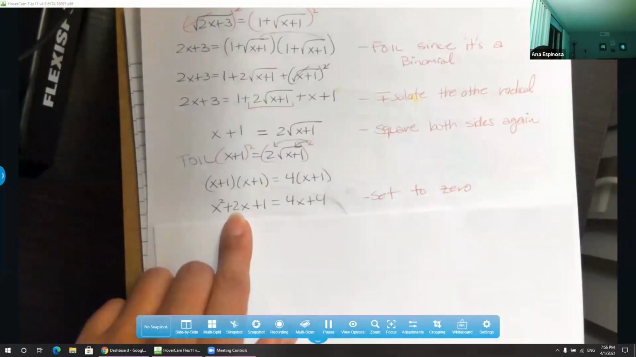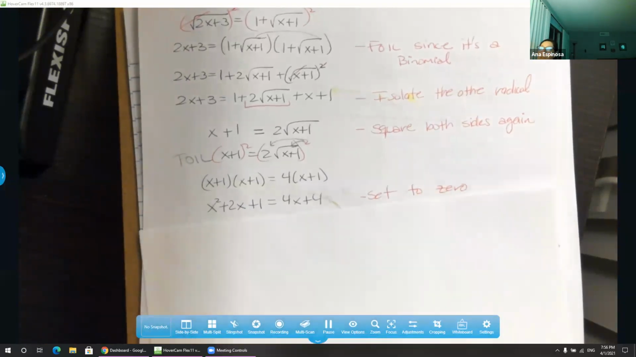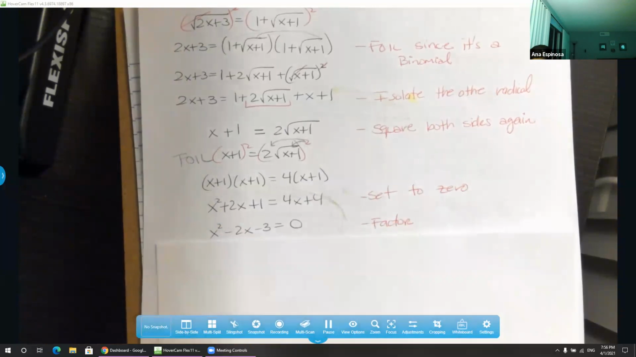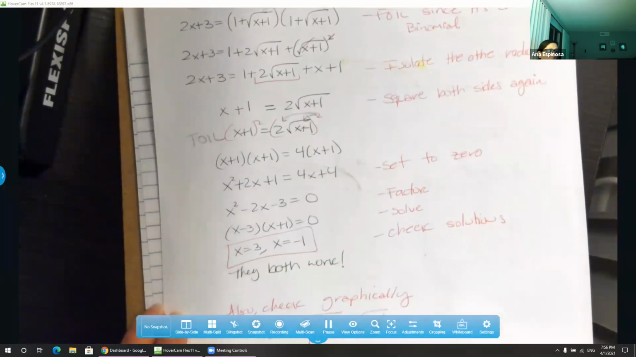Work with the left. Distribute the right. Quadratic. Set to 0. See? Same steps over and over. Math is just about practice. Set them equal to 0. Factor when possible. You get your answers. Check the solutions. They both work.